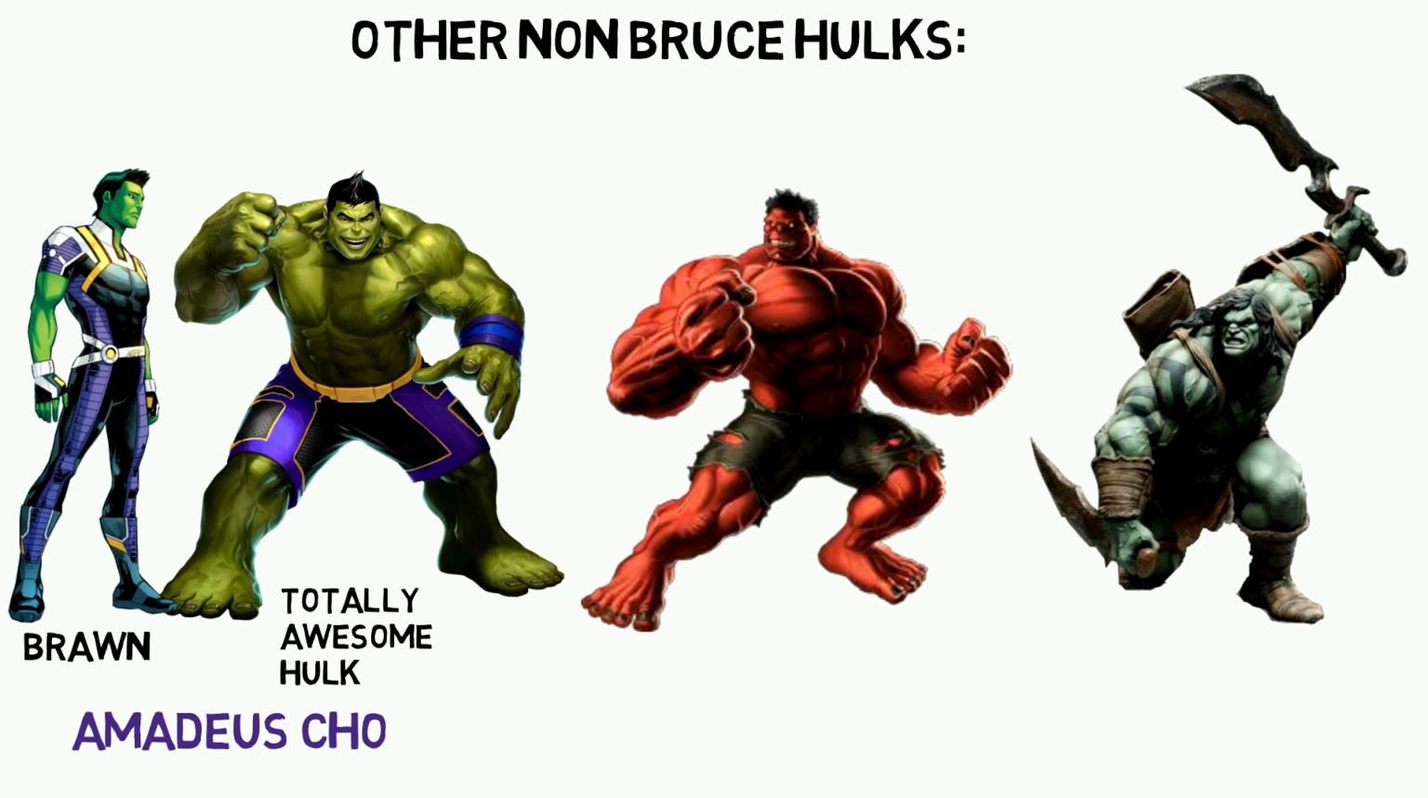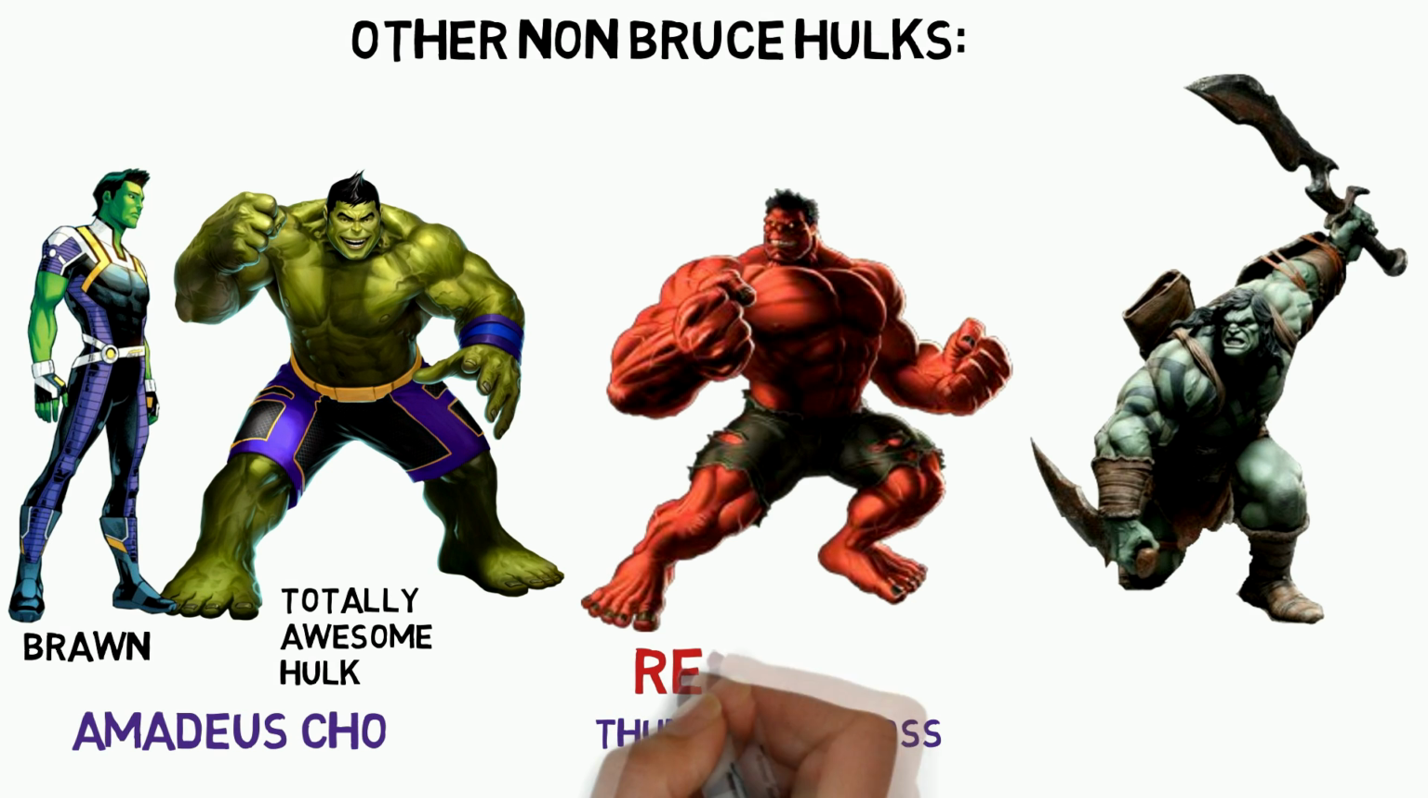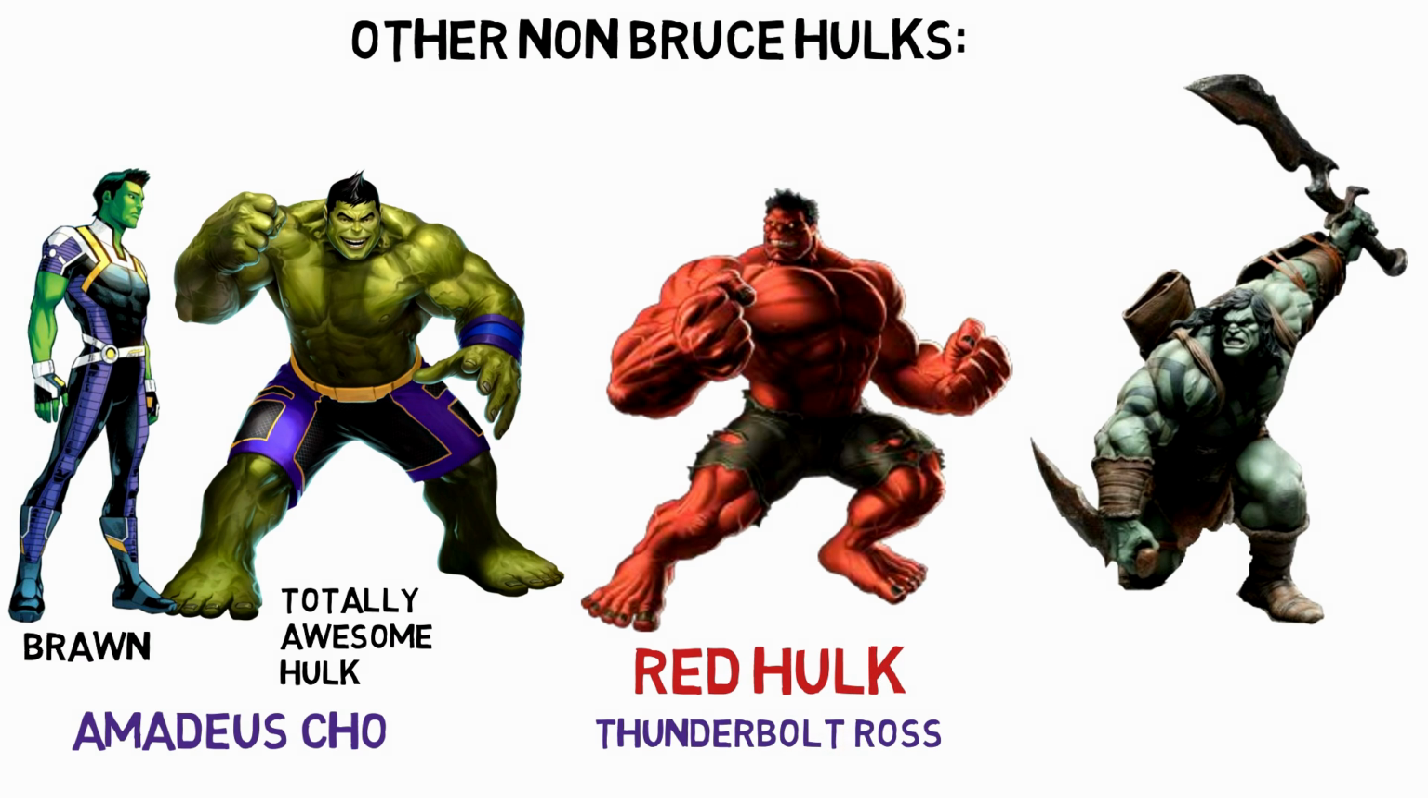Amadeus Cho eventually lost some of his Hulk powers, changing into a Hulk form that more resembles a taller version of himself, and calling himself Brawn. Next, we've got Thunderbolt Ross, also known as the Red Hulk. The longtime arch enemy of the Incredible Hulk eventually turned himself into a Hulk with an additional power. He could actually absorb energy from other people.